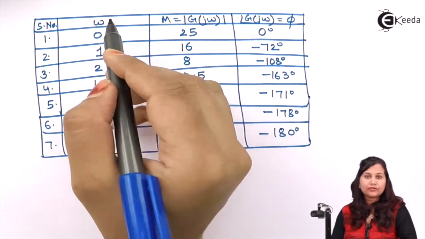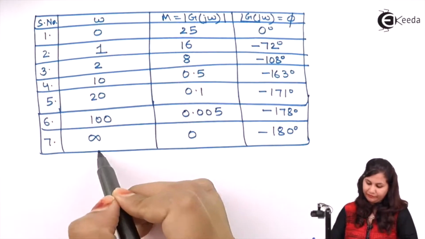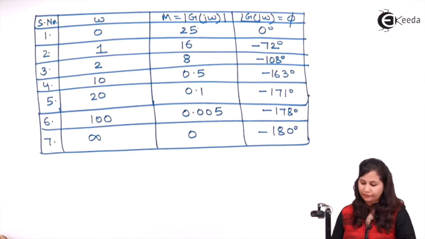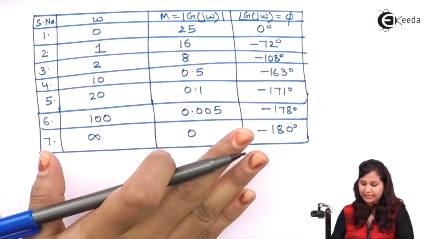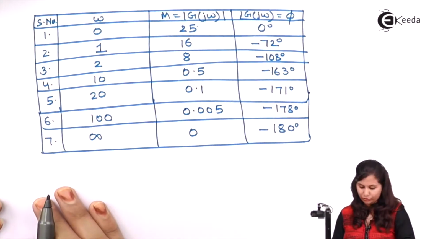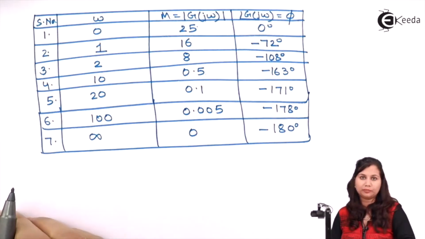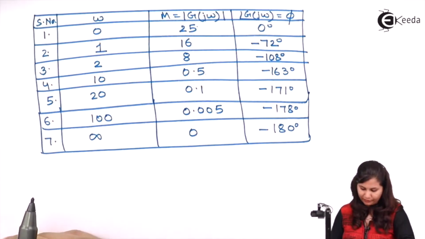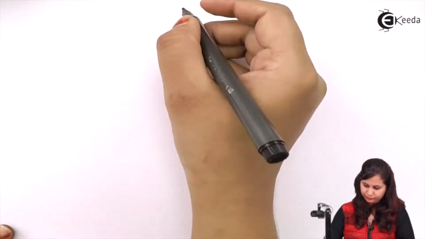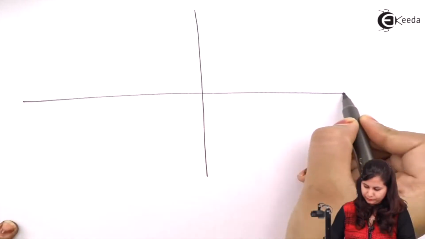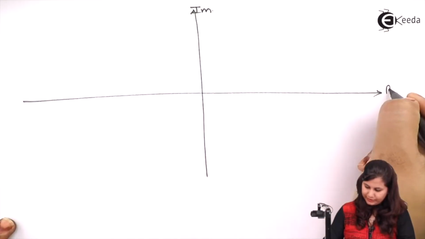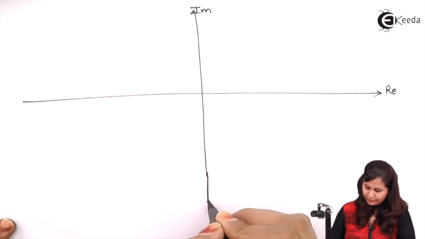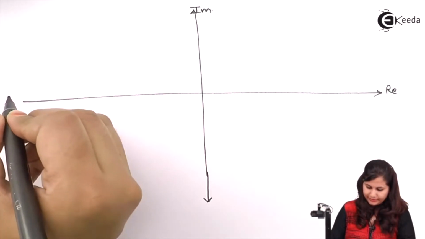So for various values of omega from 0 to infinity, we have obtained the magnitude and the phase angle. Now we are going to plot this magnitude and the phase angle on the polar coordinates, so that we will be able to find out the polar plot of the system. This is our imaginary axis and this is the real axis.